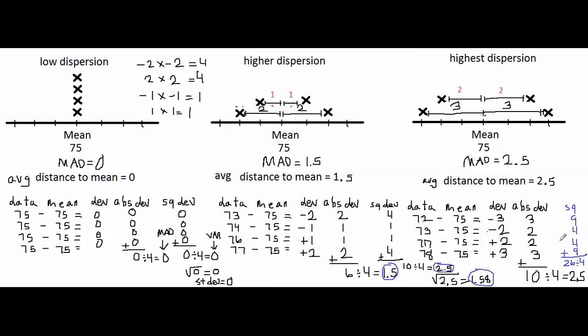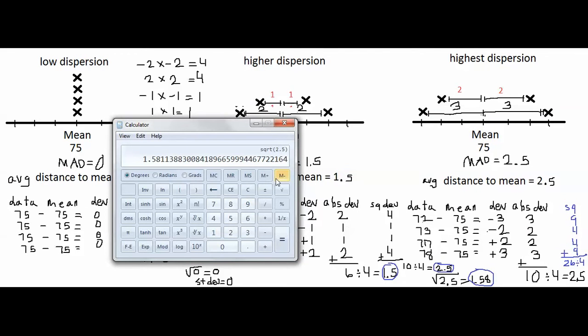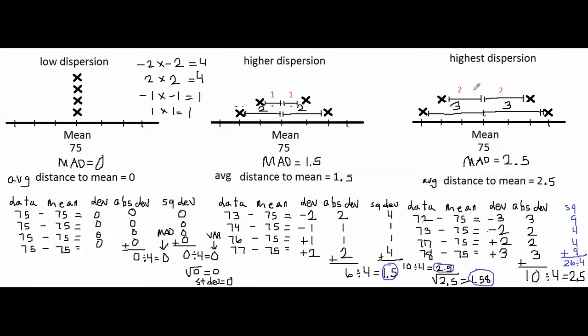Sorry, I'm a little bit out of room, but I'm just dividing the total of the squared deviations by the number of squared deviations to get the variance. 26 divided by 4 is 6.5. That's the variance of this data set.